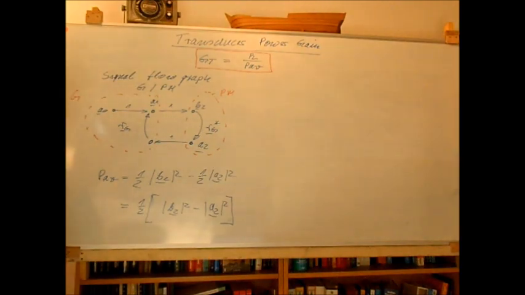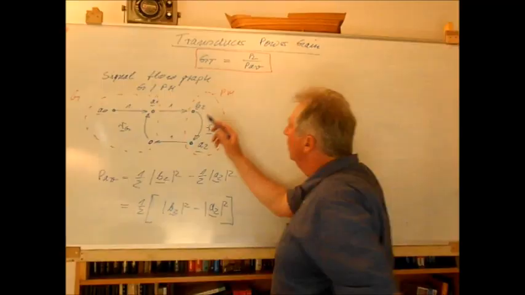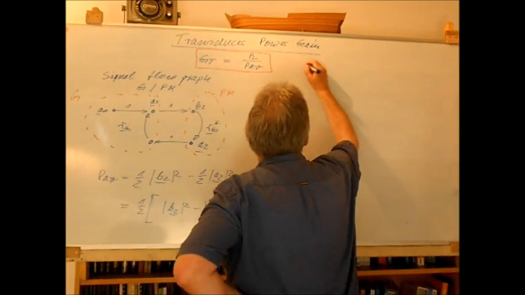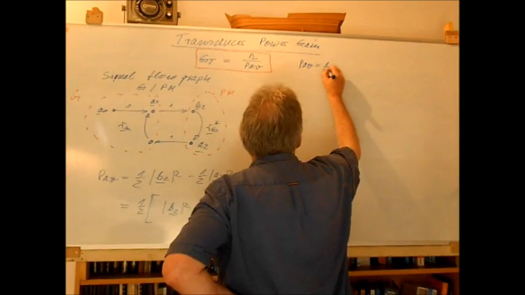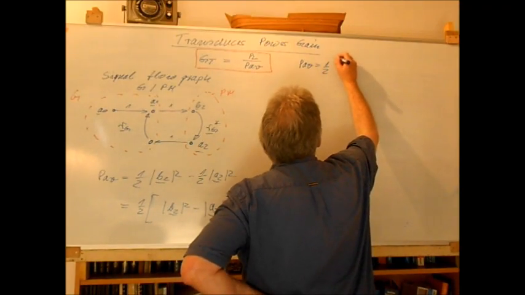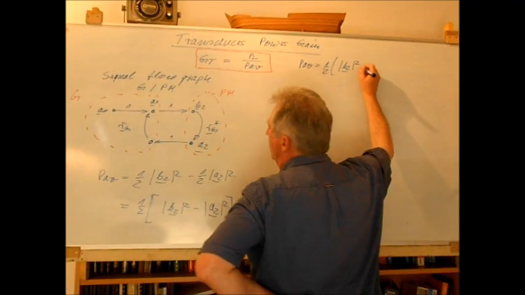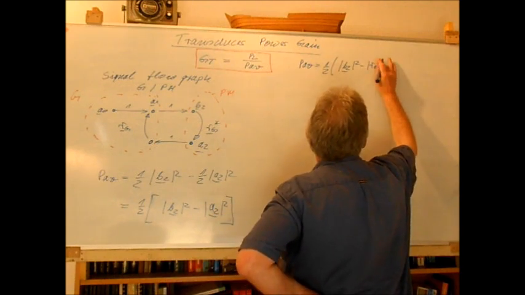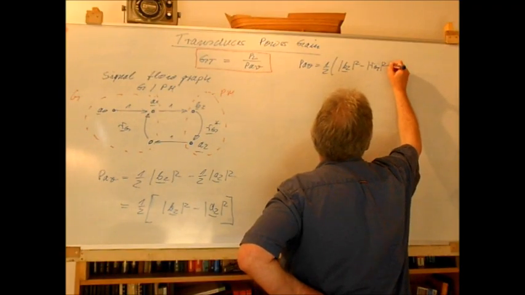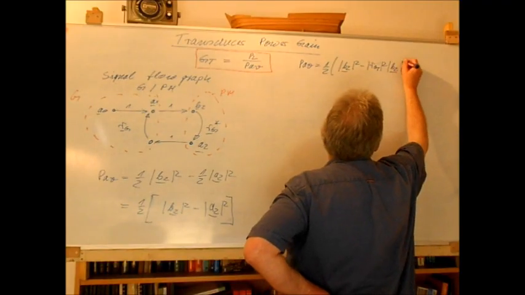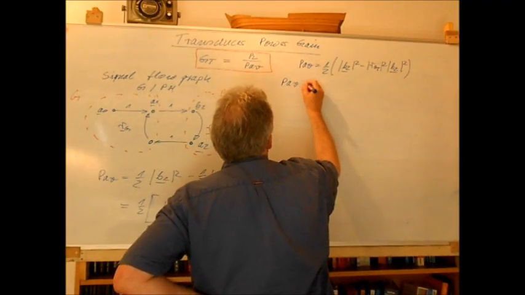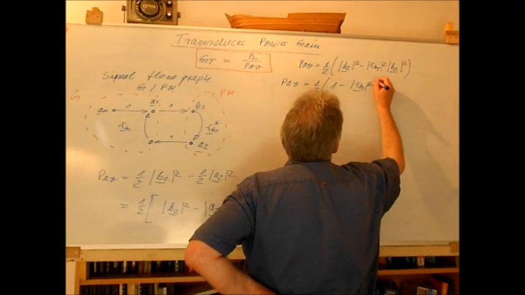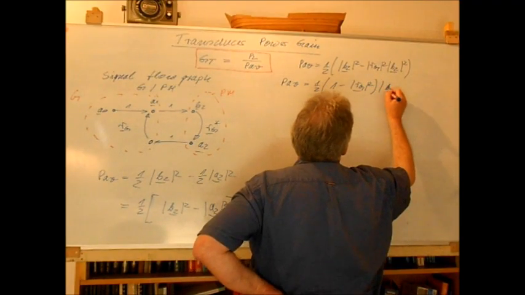This will be the power, but at the moment we can also say that according to this relation we have A2 is Rg times B2, so we get for the available power 1/2 B2 absolute value square minus, here you have to insert the absolute value of Rg absolute value square times B2 again, where we see that the available power will be 1/2 times 1 minus absolute value square of Rg times the absolute value square of B2.